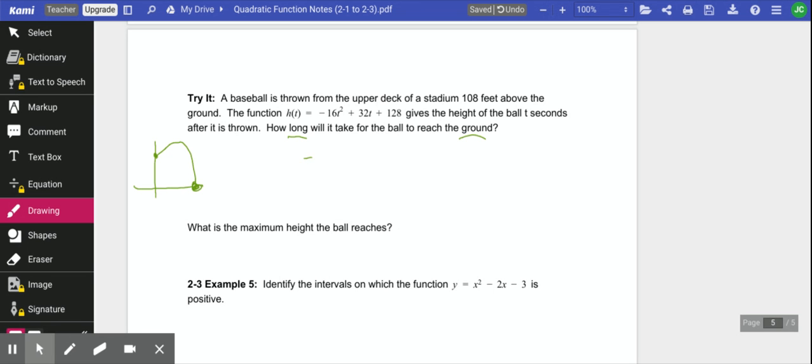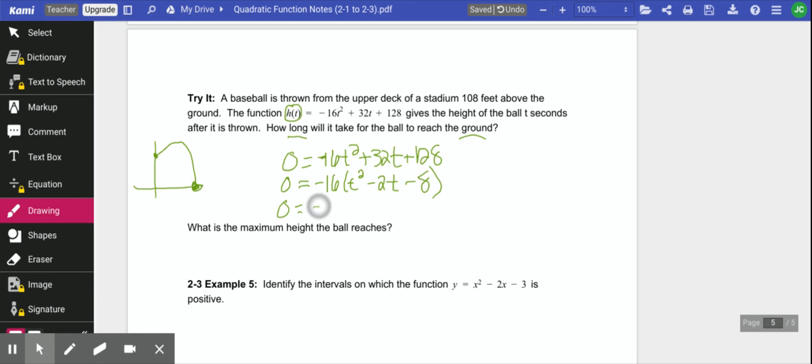Since we're looking for time, that's what we don't know. So we have negative 16t squared plus 32t plus 128. And when the ball hits the ground, the height is 0, so we're going to set this equal to 0. This is what we need to solve. Just like in the last problem, I think I can factor out a negative 16. It's going to give me t squared minus 2t, and I'm pretty sure that goes in evenly. Let's double check. Yep, 8, so minus 8.